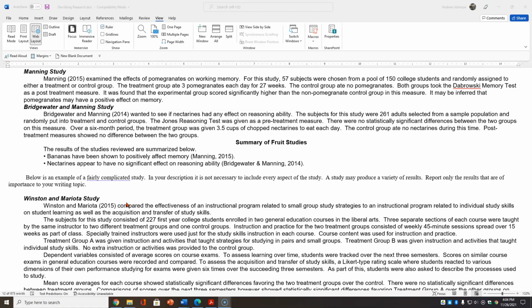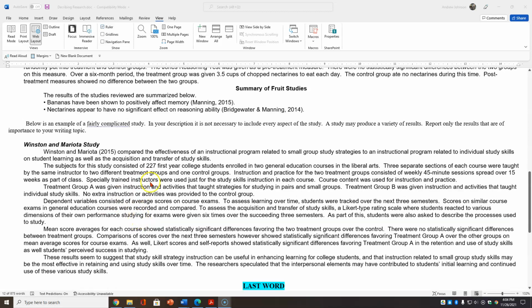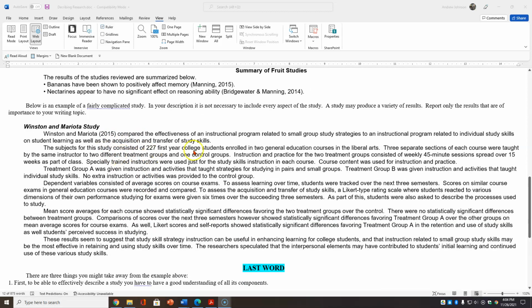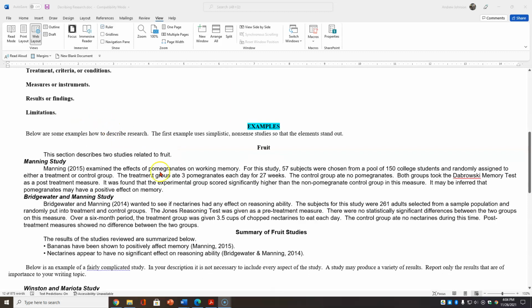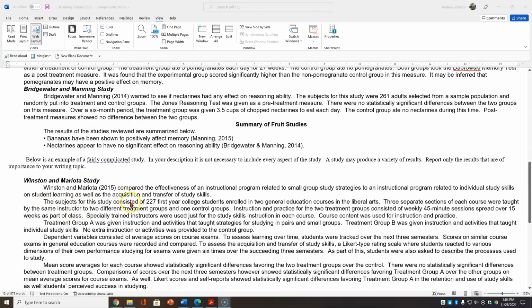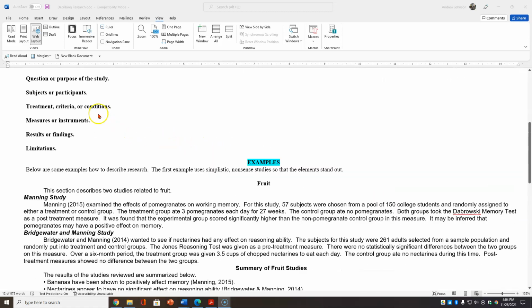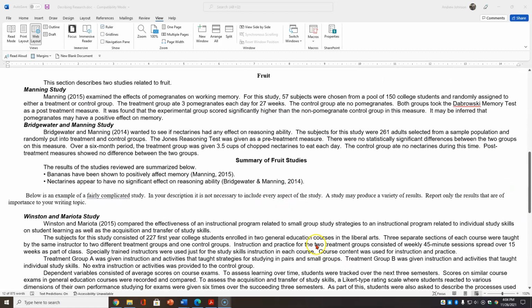Now, a study may produce a variety of results, but only include the results that are germane to your writing topic. Winston and Marietta compared the effectiveness of an instructional program related to small group study strategies to an instructional program related to individual study skills on students' learning, as well as the acquisition and transfer of skills. Okay, notice, purpose of the study. The subjects for the study consisted of 227 first-year college students enrolled in the courses. That would be my subjects or participants.